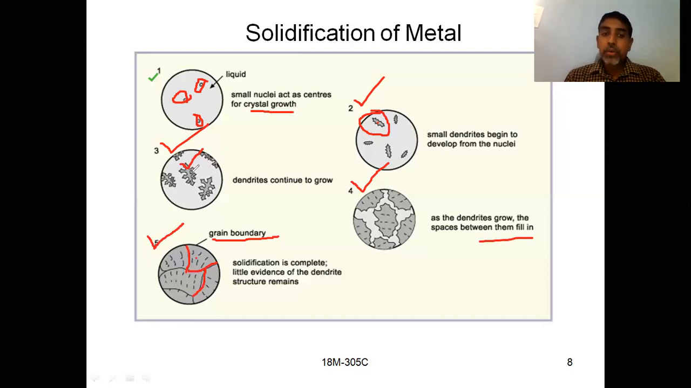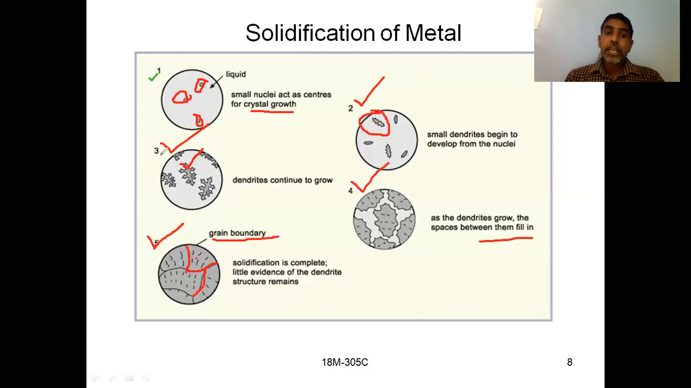The dendrite will grow again and again. That means further growth will be there in the dendritic structure. If you compare step 2 and step 3, you are having small dendritic growth here, and if you compare here, it is having a bigger dendritic structure. So that means the dendritic growth will be there from step 2 to step 3.